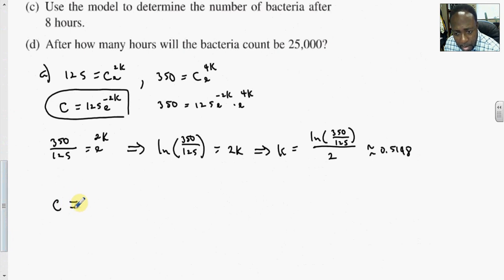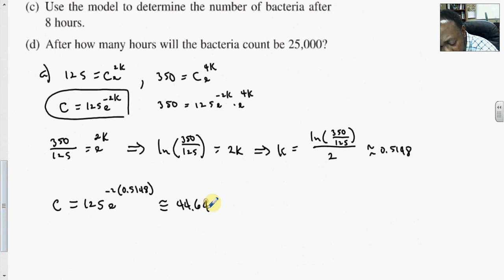And so then C is equal to 125 times e to the negative 2 times this 0.5148. Now on your calculator, that comes out to be 44.64 bacteria. So P of 0 is equal to 44.64 bacteria.